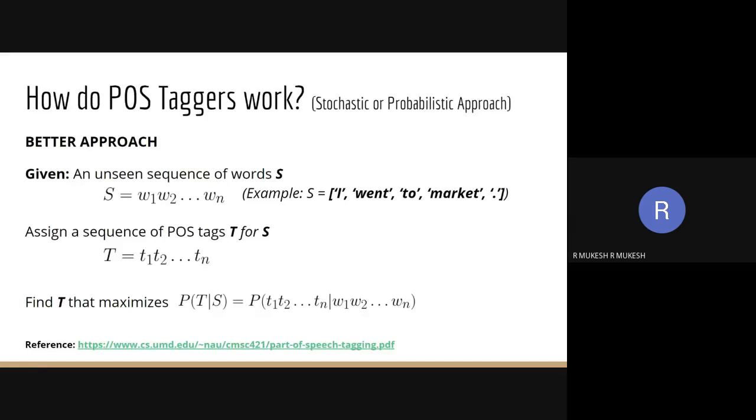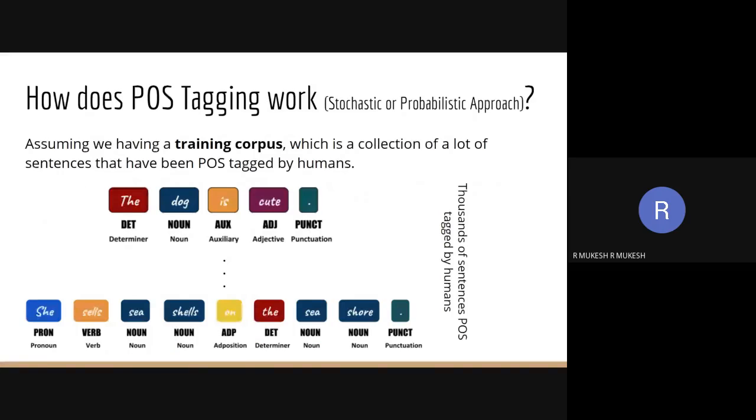So a broader approach would be this: given an unseen sentence such as "I went to the market," I need to assign a set of tags T1, T2, T3, T4, and T5 to each of the words in this sentence. What I would do is go ahead and find the set of tags that are most probable for this given sentence, by drawing statistics from the training data set.